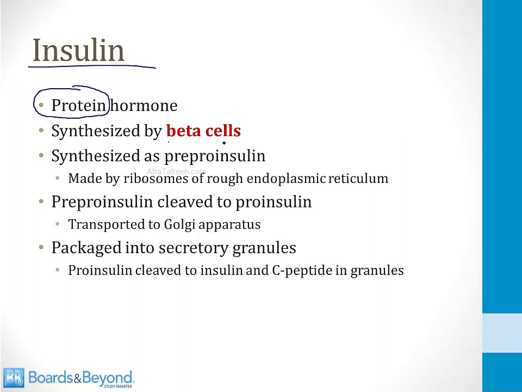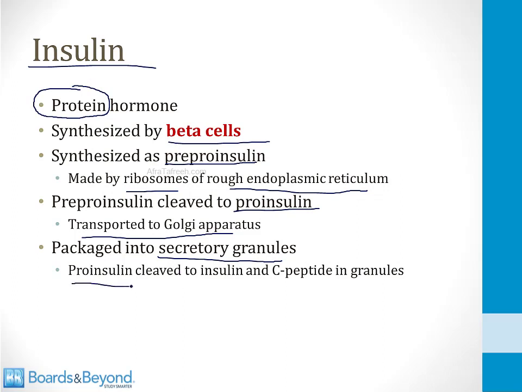Insulin is synthesized by the beta cells, as I said on the last slide, and it's synthesized as a molecular structure different from the insulin that you find in the serum. Insulin is initially synthesized as pre-proinsulin. This molecule is made on the ribosomes of the rough endoplasmic reticulum. Pre-proinsulin is then cleaved inside the cell to a structure called proinsulin, which is transported to the Golgi apparatus. There it is packaged into secretory granules, and inside those granules, proinsulin is cleaved to become two structures. One is the molecule of insulin like you would find in the serum. The other is another structure called a C-peptide, which is a remnant of proinsulin that is left inside the secretory granules.